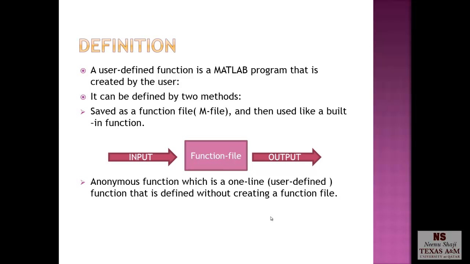It can be defined by two methods. The first is saved as a function file, that is an M file, and then used like a built-in function. So we have a function file, we give an input and we get an output. The second method is the anonymous function method. An anonymous function is a one-line user-defined function that is defined without creating a function file.